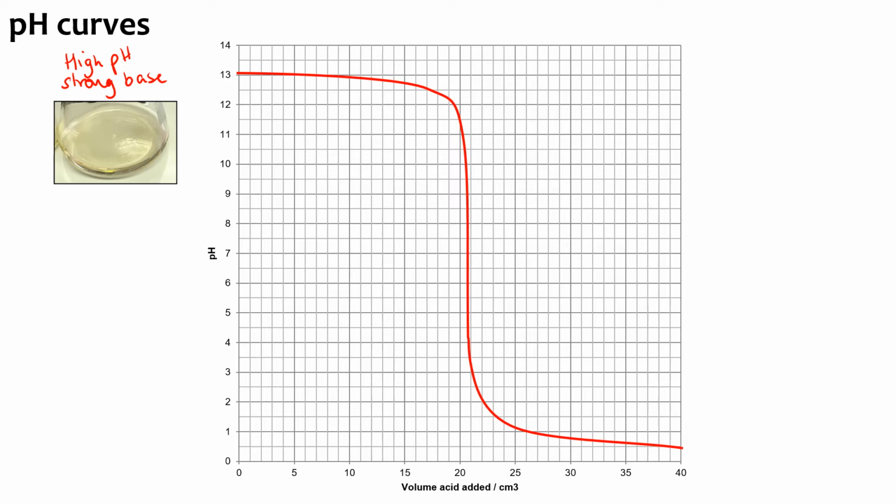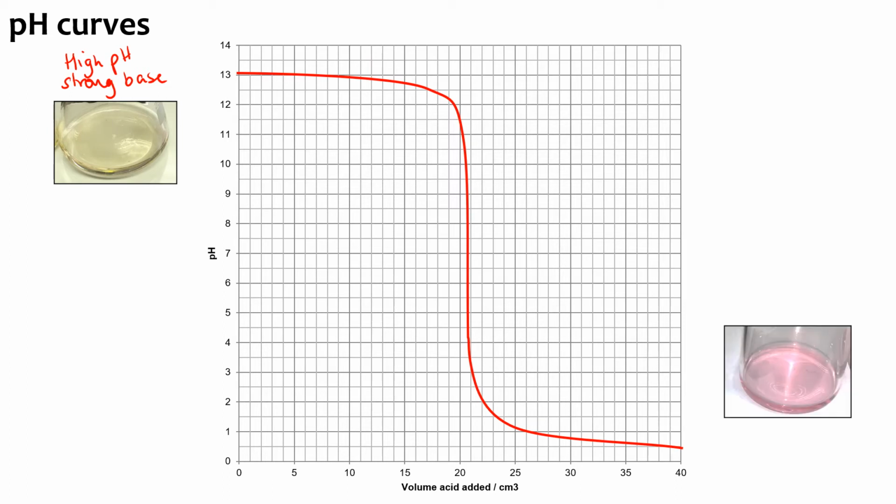Now, you can do this with a data logger where it continually measures the pH. Normally, you'd be adding 2 centimeters cubed, measuring the pH, then adding another 2 centimeters cubed. And then as you notice the pH starting to change, so around here, you'll start noticing it going down a bit more, you would then start making the volumes added smaller. So you might add 0.5 centimeters cubed, just to make sure that you get a very clear curve.